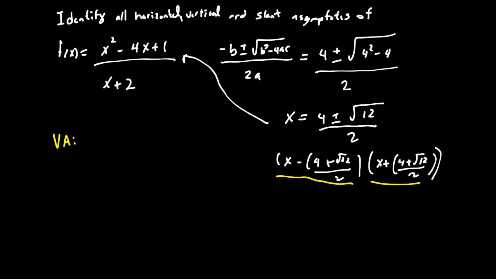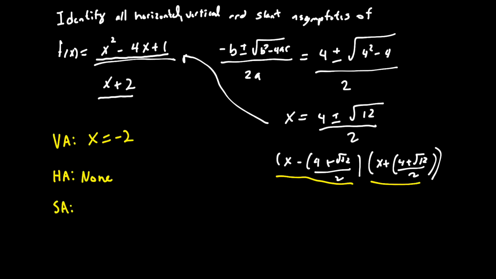Since x plus 2 does not correspond to a removable discontinuity, it must correspond to a vertical asymptote. We'll have a vertical asymptote then at x is equal to negative 2. Now, the degree of the bottom is exactly 1 less than the degree of the top. This tells us we're not going to have a horizontal asymptote. We're going to have a vertical one, and a slant one.